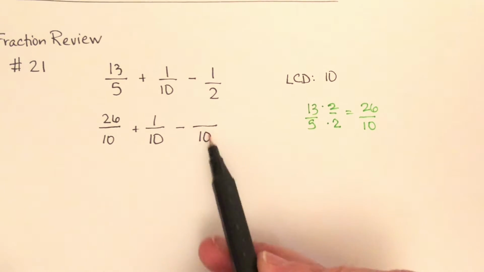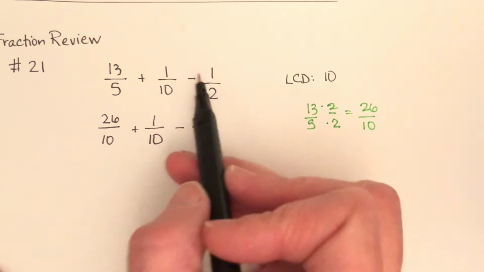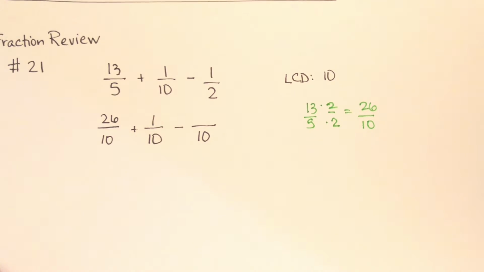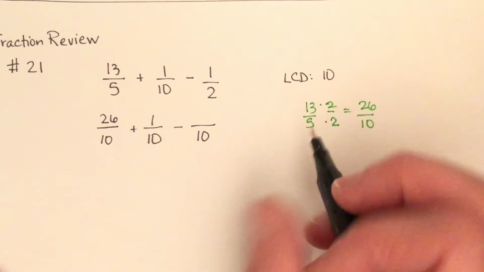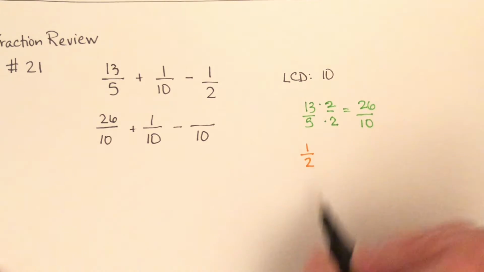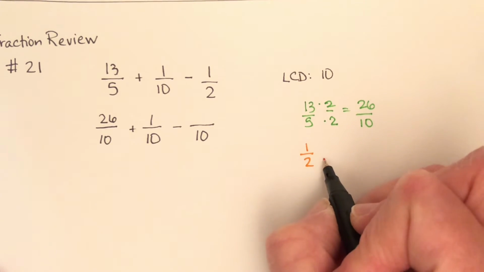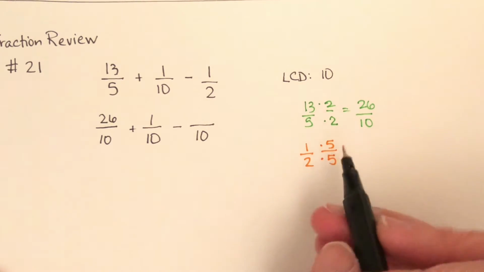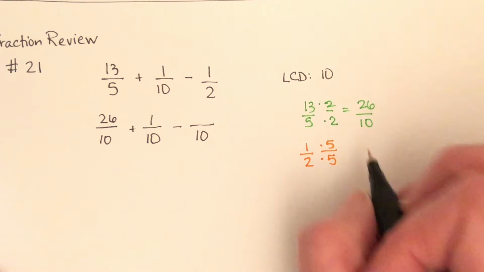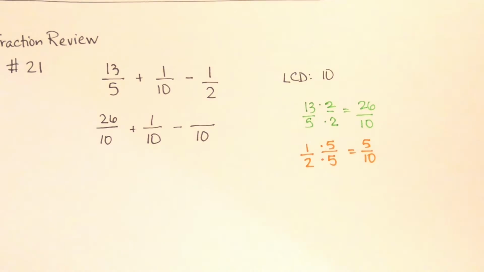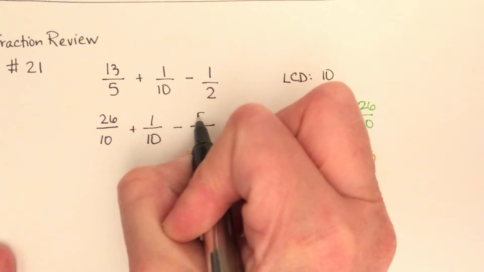Now I do essentially the same thing with 1/2. This minus sign right here, when I'm doing this conversion to get a common denominator, I get to ignore that for a little while. If I take 1/2 and I want to convert it to something over 10, I need to multiply the denominator by 5. So what I do in the denominator, I need to do in the top. That gives me 5 over 10. So this is 5 over 10.